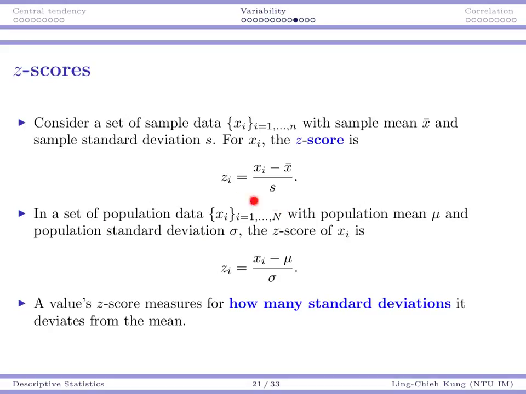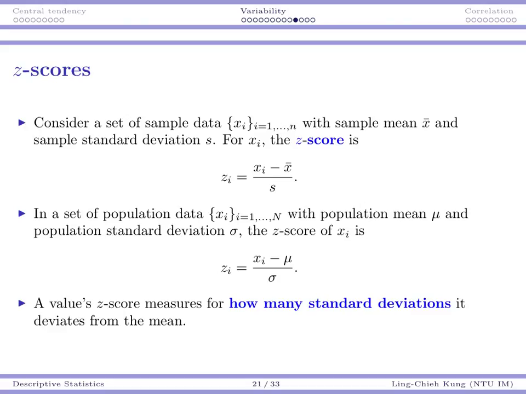If it's a population set of data, then basically everything is the same. The mean is mu, the population standard deviation is sigma, and then the z-score formula would become xi minus mu divided by sigma. But you know the principle is just the same. A value's z-score measures how many standard deviations it deviates from the mean. We want to know how far it is from the mean, but here we are using standard deviations as the unit of measurement. Obviously, that's because when a set of data is more dispersed, then the variance or the standard deviation would become larger, right?